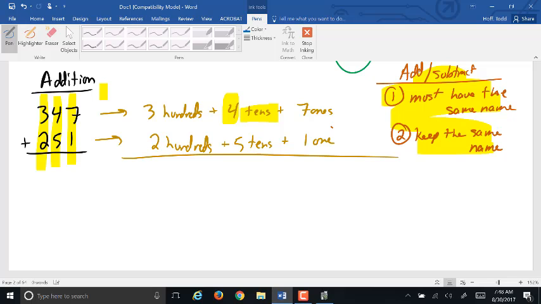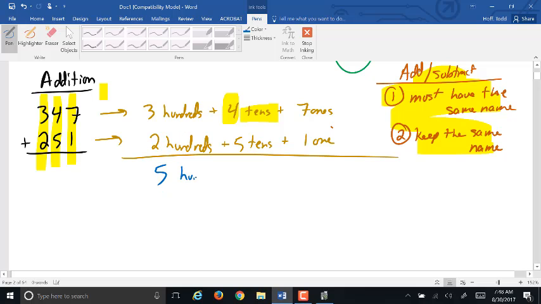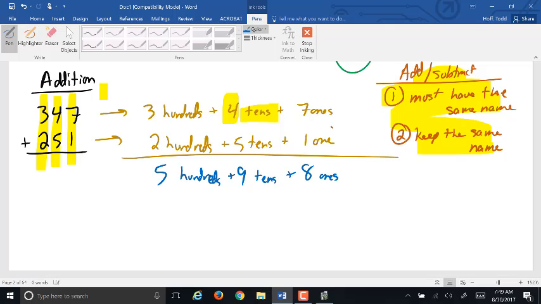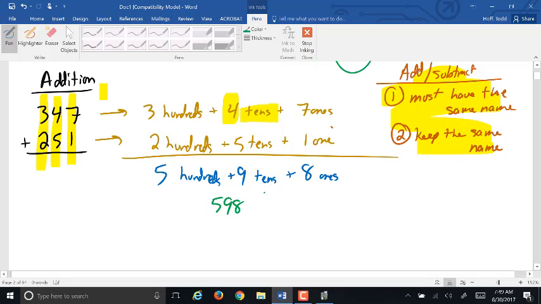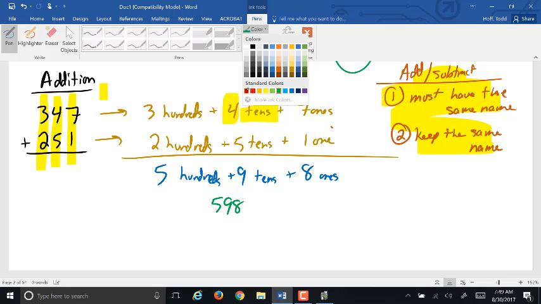So let's go ahead and do that. We're going to go right down the columns here. We can only combine hundreds with other hundreds. So 3 and 2 make 5. We keep the same name, so that's still hundreds. 4 and 5 makes 9. Again, that stays tens. 7 and 1 makes 8, and that's still ones. So 598 is our answer.